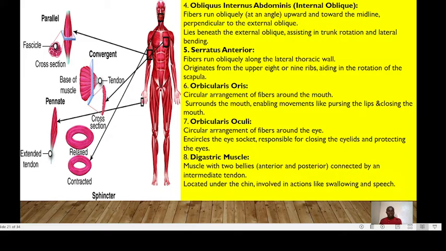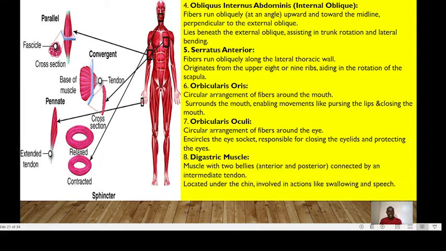We also have the obliquus internus abdominis, the serratus anterior muscle, orbicularis oris, orbicularis oculi, and digastric muscles. Remember, you have the circular, the sphincter-like, then the pinnate with the extended tendon. Then you have the convergent, like the pectoralis major muscle, and then you have the parallel muscles.